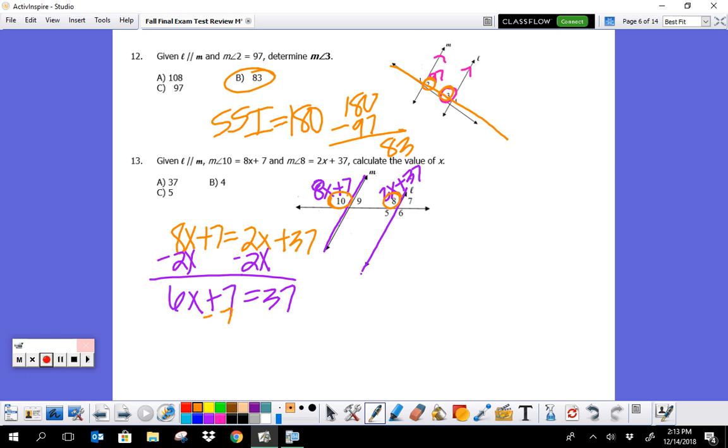Okay, and then here I'm going to subtract 7. So I have 6x equals 30, and I'm going to divide by 6. So x will be 5.